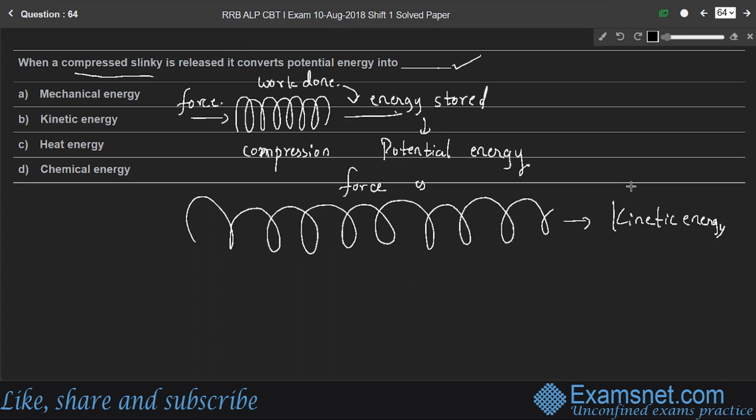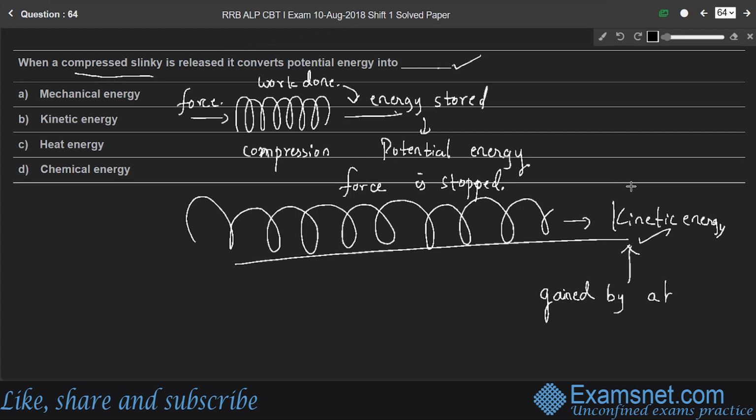Force is stopped, and the slinky moves. Therefore, it gains kinetic energy. Energy gained by a body because of its motion is called kinetic energy. Therefore, the slinky gains kinetic energy, and potential energy will be converted into kinetic energy. Option B is the right answer.